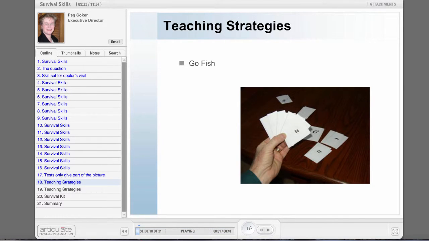Your Lit Start book and training handbook will give you strategies you can use to teach your students survival skills. Here are 2 to get you started. To practice letters, make pairs of letter cards to form a deck and play Go Fish.